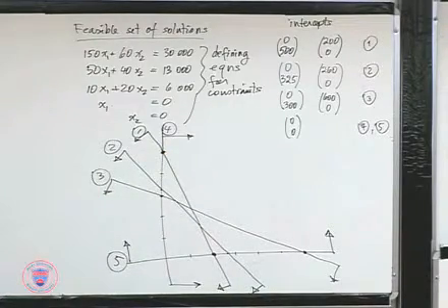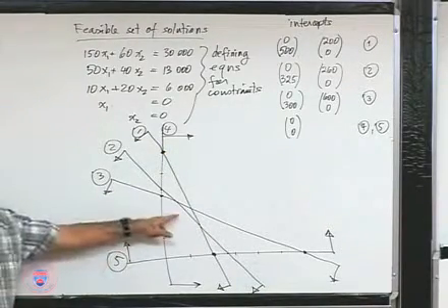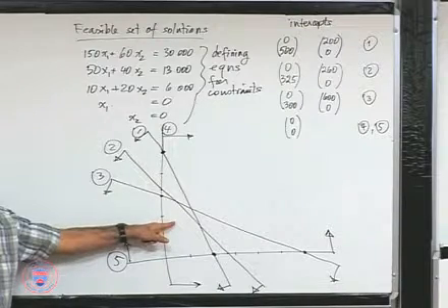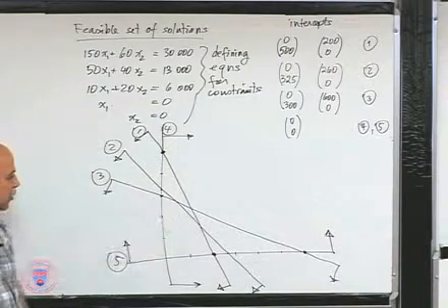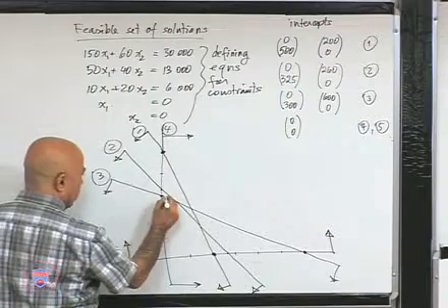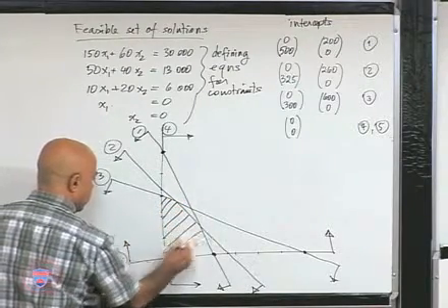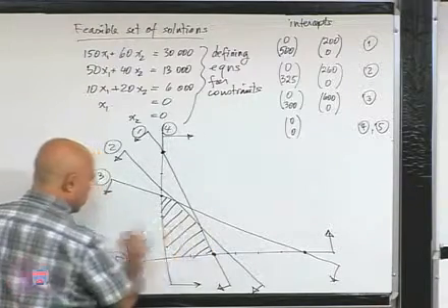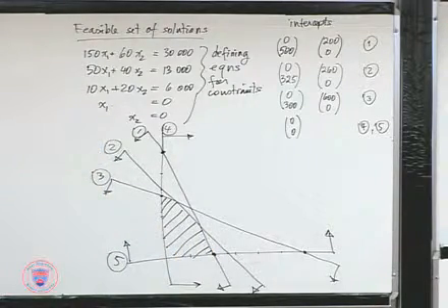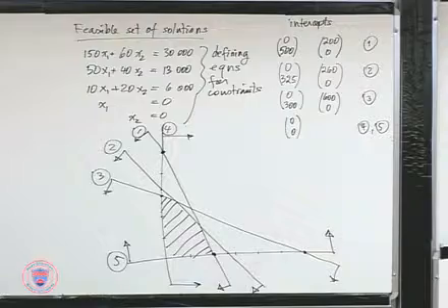So, looks kind of complicated, but your points, your combinations of x1, x2 values must satisfy all constraints at the same time. So, this region here consists of all points x1, x2 that satisfy all the constraints. That's the feasible set.